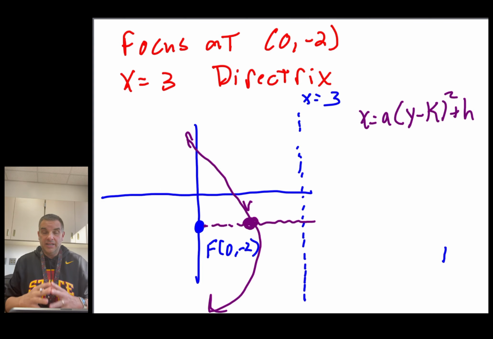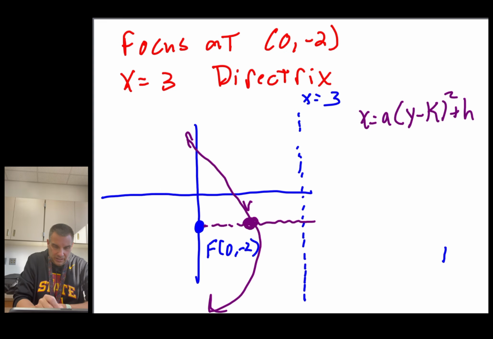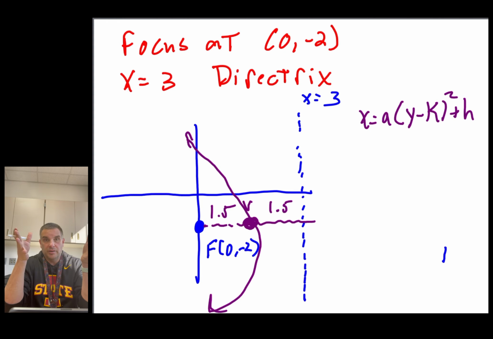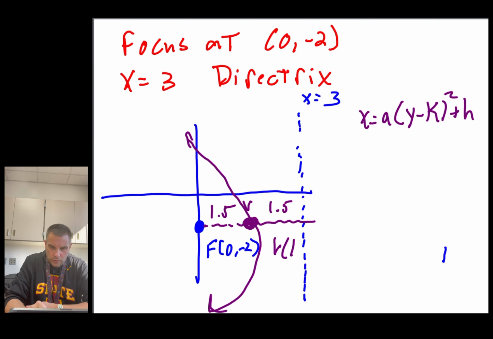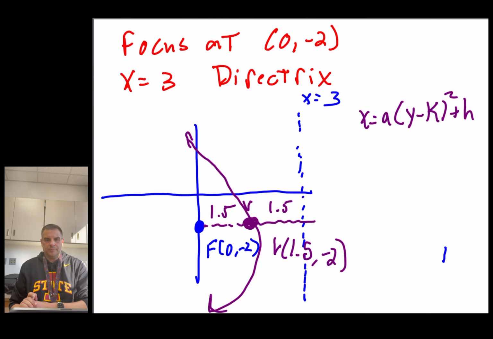We have to find that vertex. So I know the vertex is halfway between there. So this distance has to be 1.5 and this distance has to be 1.5 because they're 3 apart. So in the middle is 1.5. So the vertex, that point right there, is going to be (1.5, -2). So I've got my vertex.